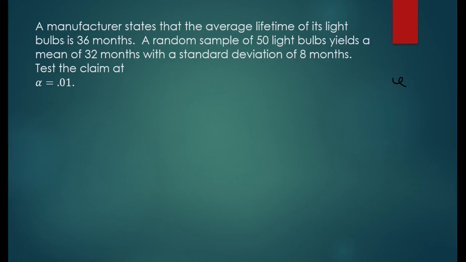A manufacturer states that the average lifetime of its light bulbs is 36 months. A random sample of 50 light bulbs yields a mean of 32 months with a standard deviation of 8 months. Test the claim at alpha equals 0.01.